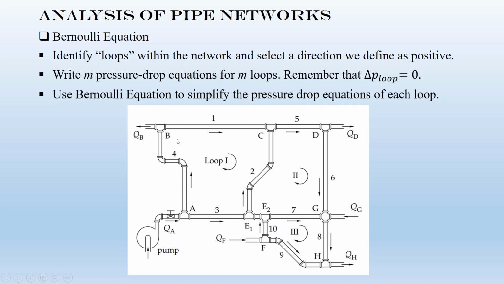Then, if we have n loops, you can set m equations for these loops. M delta P equations. You can write the delta P for this loop, delta P for this loop, and the delta P for this loop. Keep in your mind that the delta P is 0 for the loop. If you start from this point and then write the delta P equation for this loop, the delta P will be 0. And then we will use the Bernoulli equation to simplify the pressure drop equations.